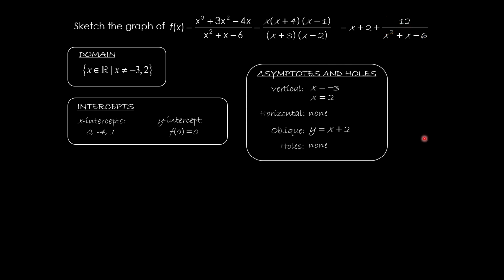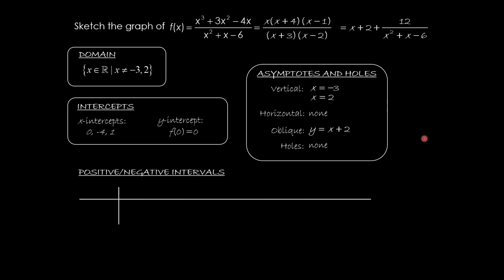Let's move on to the final piece of the puzzle, which is our positive negative intervals. So we'll do this again using a chart. We're going to look at several intervals and check out the sign of our function on those intervals. How do we get the intervals? We use values at which the function could change from positive to negative or vice versa. And those values are our x-intercepts and our domain issues, which in this case are our vertical asymptotes.